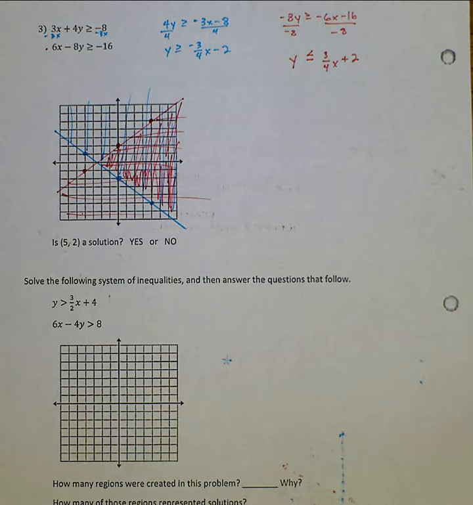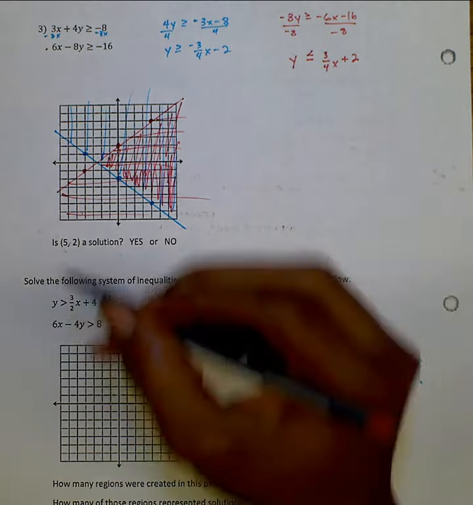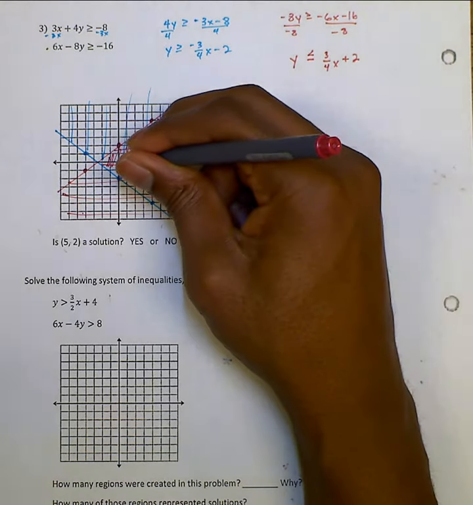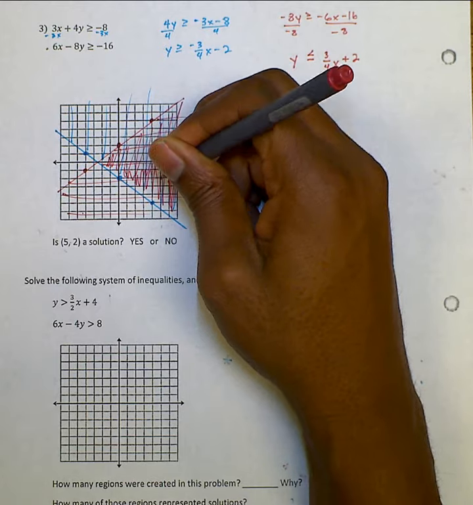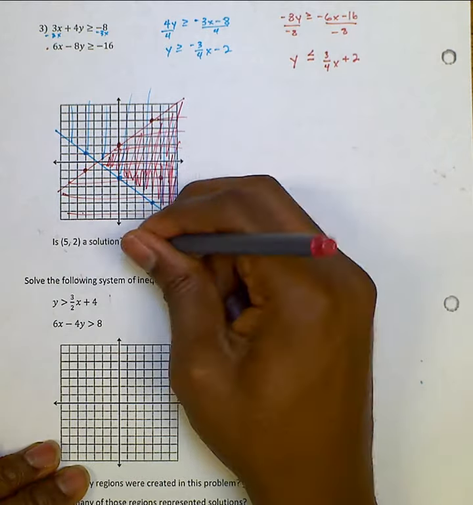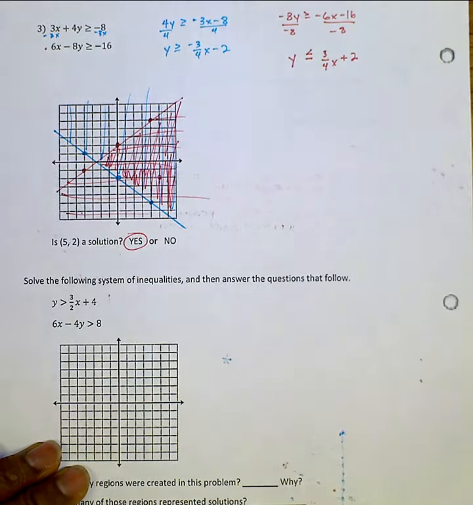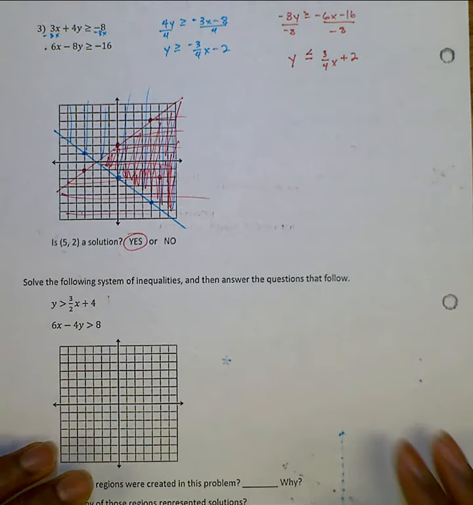So now it says, is (5, -2) a solution? Well, let's see. Going over 1, 2, 3, 4, 5, -2 is the solution. Yes, it is the solution. All right.